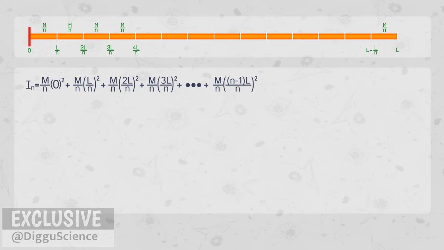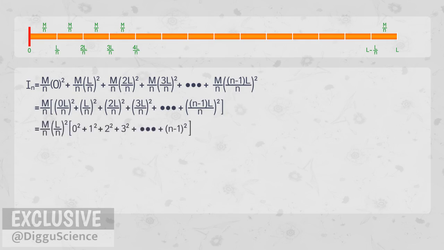To simplify calculations, exclude the big M over n factor. Apart from that, we will also exclude the square of L over n factor. The values in brackets indicate regularity as a series. It can be written as sigma of (i minus 1) squared. Now, decompose the value of (i minus 1) squared into i squared, minus 2i, plus 1. Using the properties of sigma notation you will get sigma i squared, minus 2 sigma i, plus sigma 1.